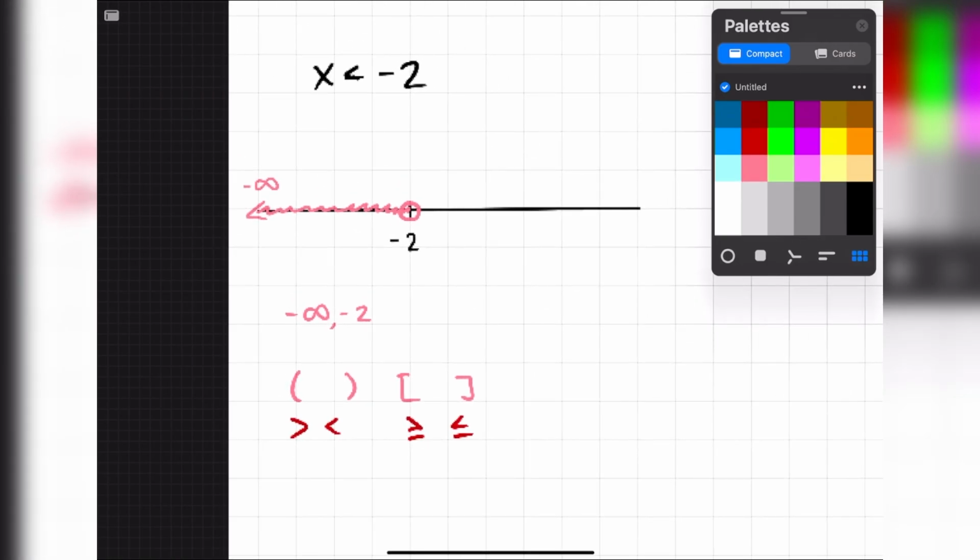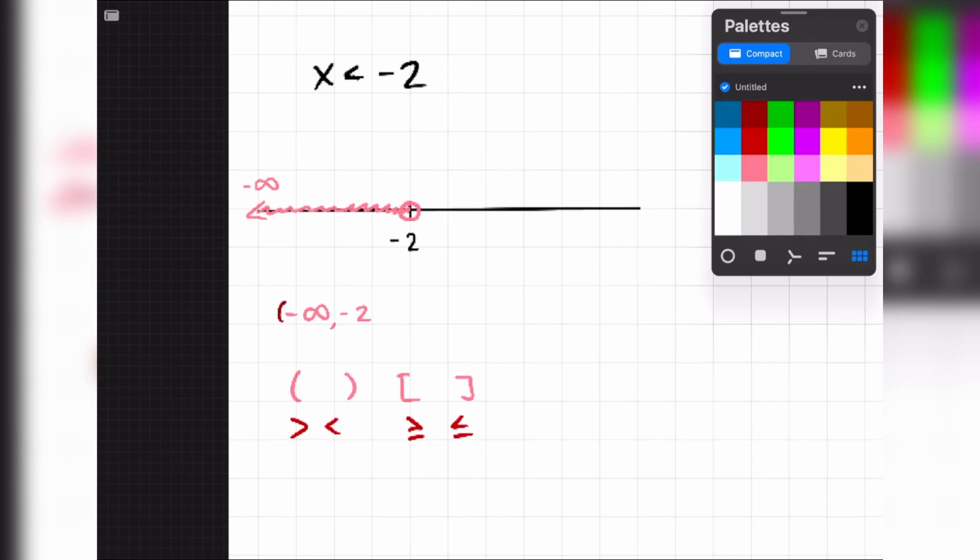So based on what I just said, negative infinity, because it never stops, it doesn't include a number. It's not like a set number, I guess is how you would describe it. It's always going to be a parenthesis. For negative infinity, positive infinity, no matter what, it is always going to be a parenthesis because it doesn't stop at a set number.